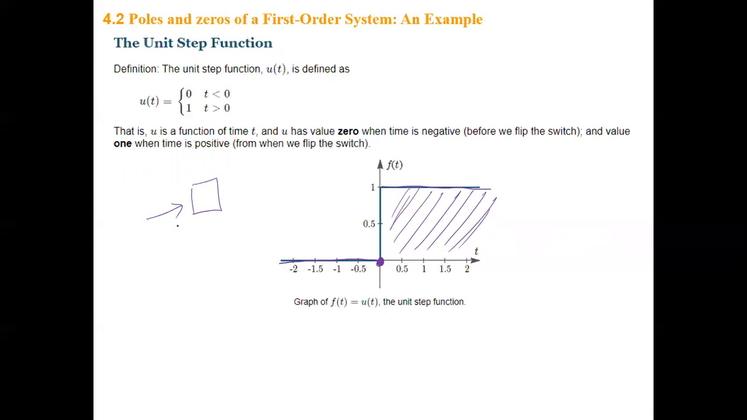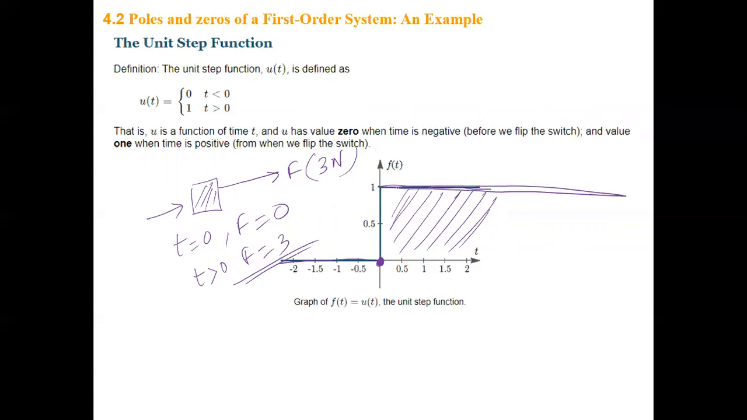At t equals 0, your force is 0. Right at t equals 0, you start applying a force to this object. Let's say this is a 3 Newton force. Then for t greater than 0, your force is 3 all the time throughout. You are applying constant force all the time to move the body. Before that time there is no force. After this, you have constant force.